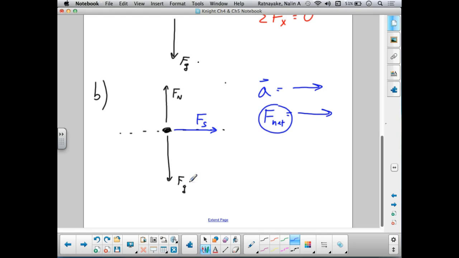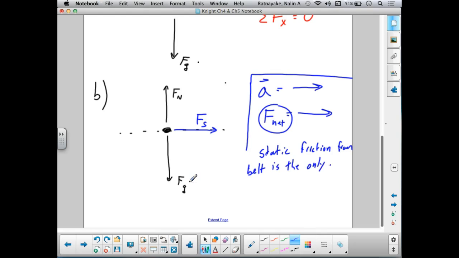Okay, and if we want to summarize our thinking, it's right here that acceleration has to be to the right, therefore F net has to be to the right, and static friction from the belt is the only force available to provide the net force.